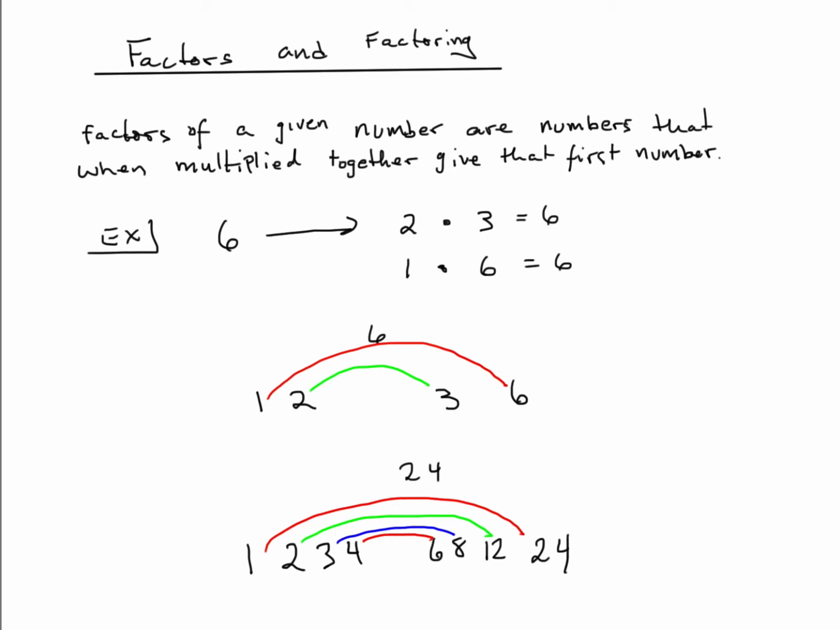Next, does 5 go into 24? No. Does 6 go into 24? Yes. But I already have the 6, so I'm done. Therefore, I can say that all of the factors of 24 are 1, 2, 3, 4, 6, 8, 12, and 24.